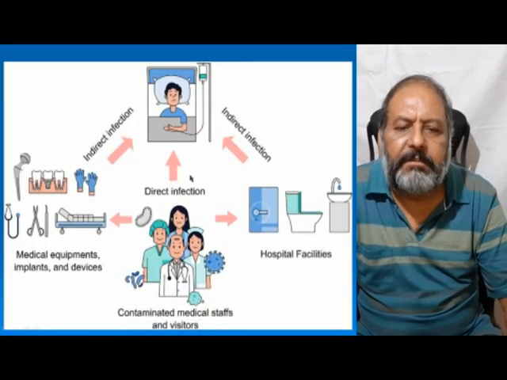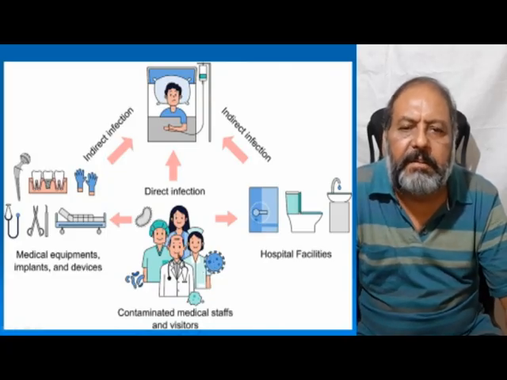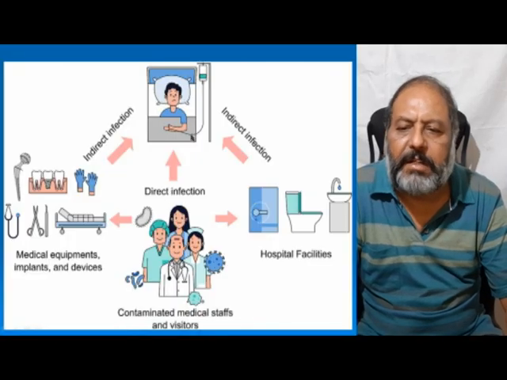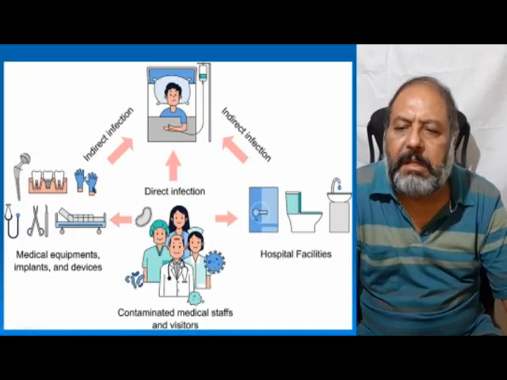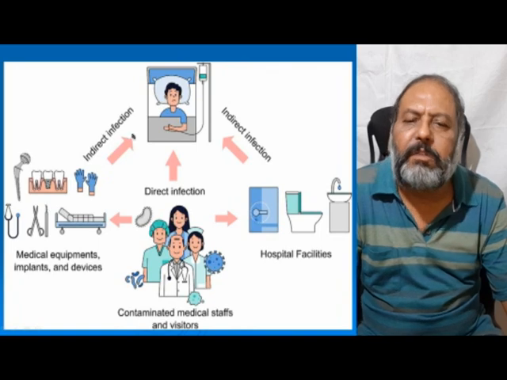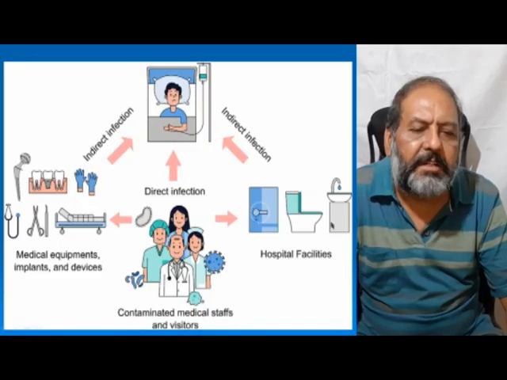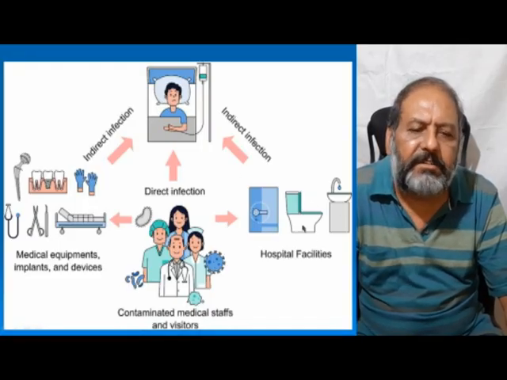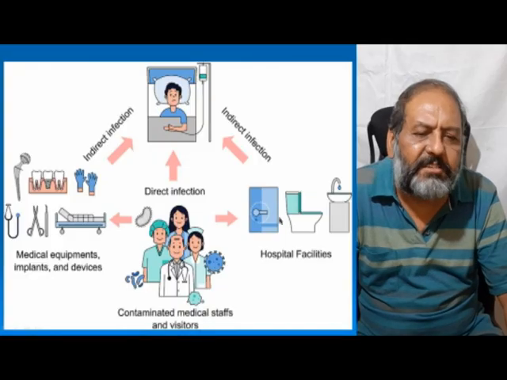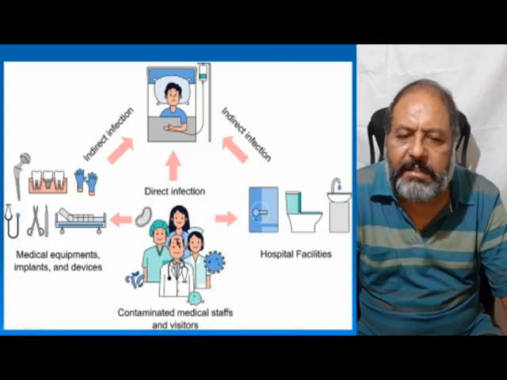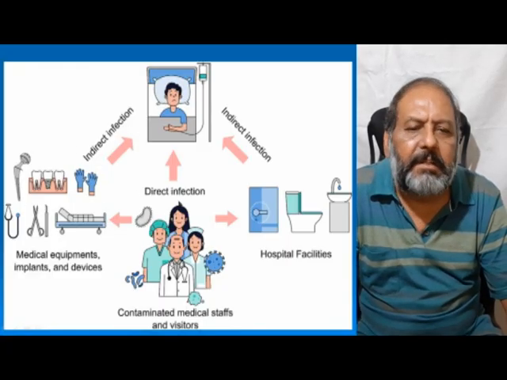Here one can see the direct infection by these persons, contaminated medical staff and visitors. These contact the patient, so that is direct infection. Here the medical equipment, implants and devices, gloves, needles and scissors being used on the patient, that is indirect infection. And another is the hospital facilities with which the patient comes in contact, that is also indirect infection. These persons can contaminate these things being used by this patient. Similarly, these persons can contaminate these things, responsible for indirect infection.